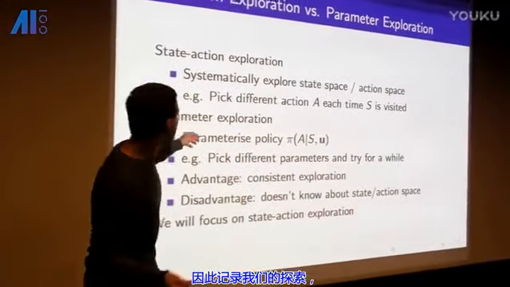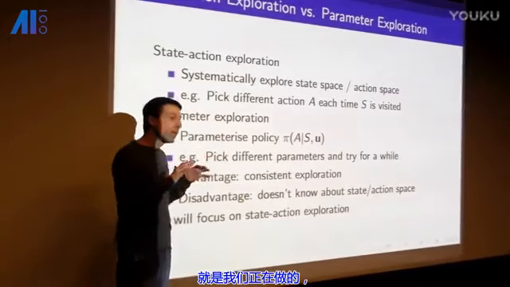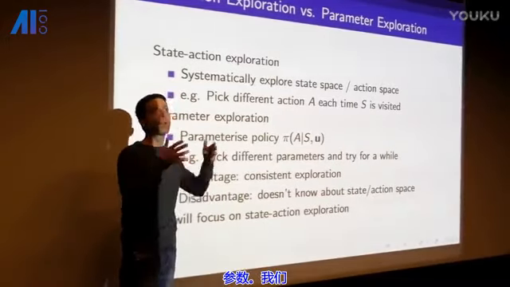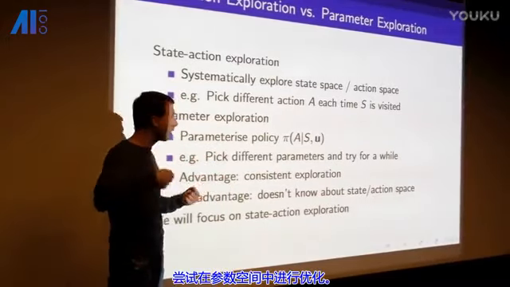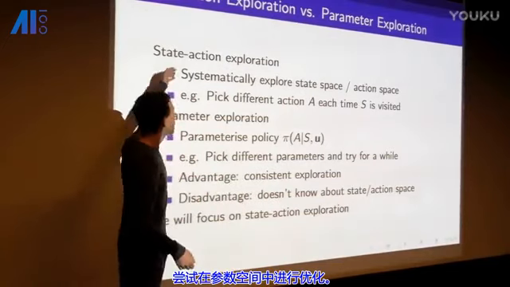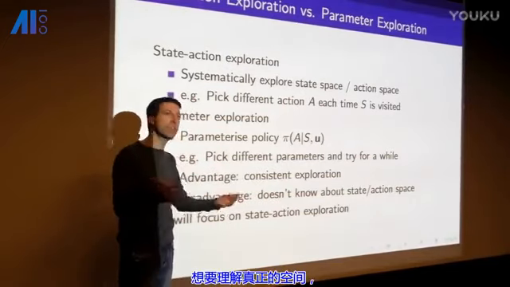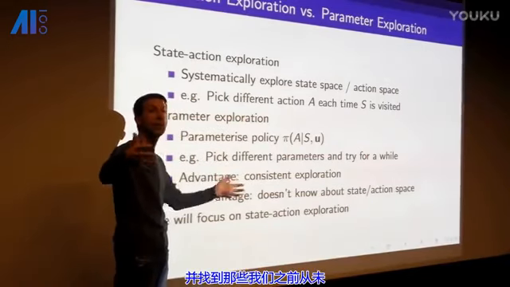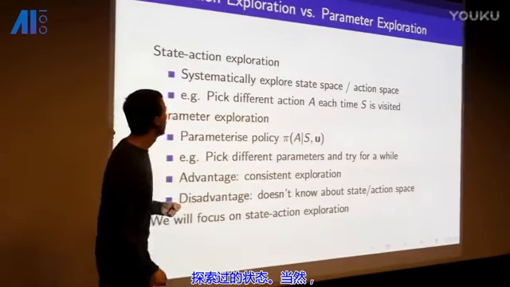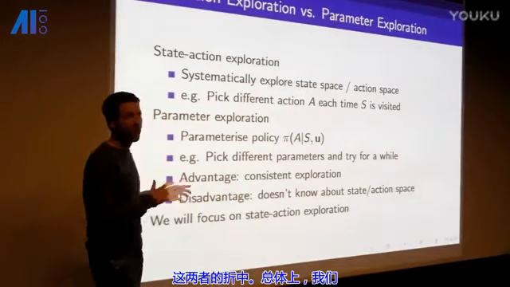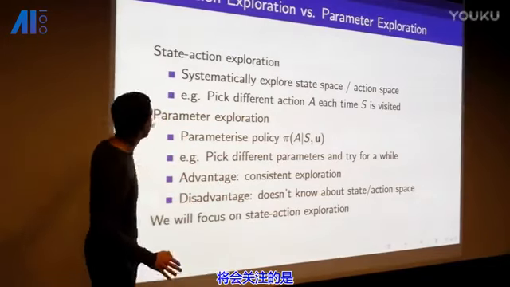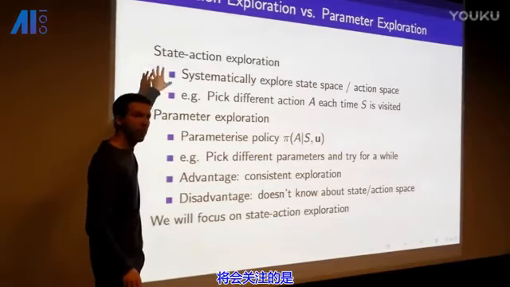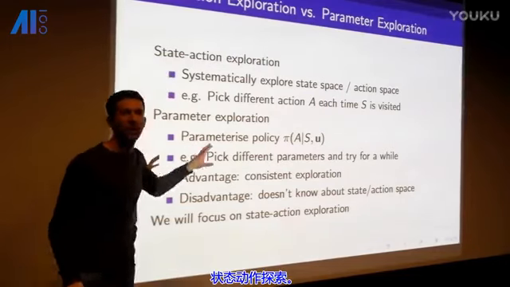So calling this exploration, really what we're doing here is more like global optimization of our parameters. We're trying to optimize in parameter space. Whereas here we're trying to really understand the state space, trying to understand the action space, and trying to systematically explore and figure out the parts of the state action space we haven't been to before. And of course there's compromises between. But on the whole we're going to focus on this first section here for the rest of this lecture.